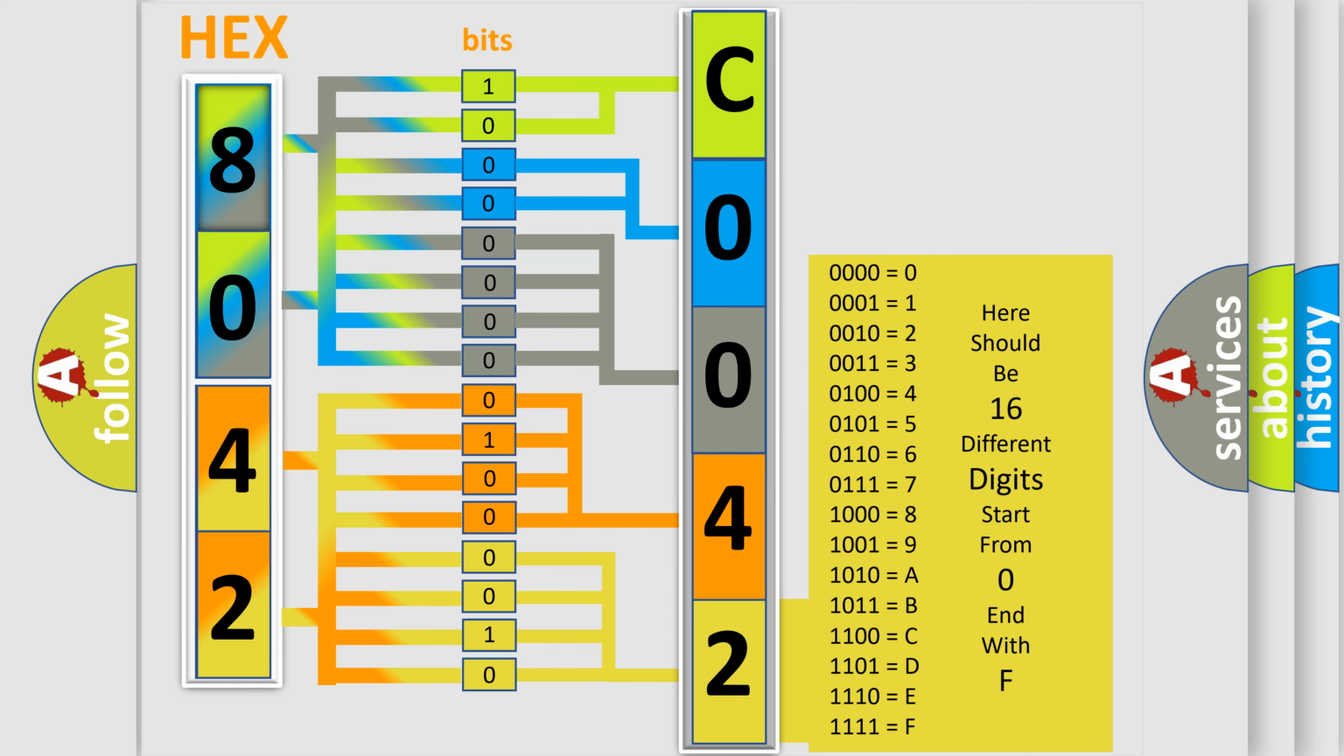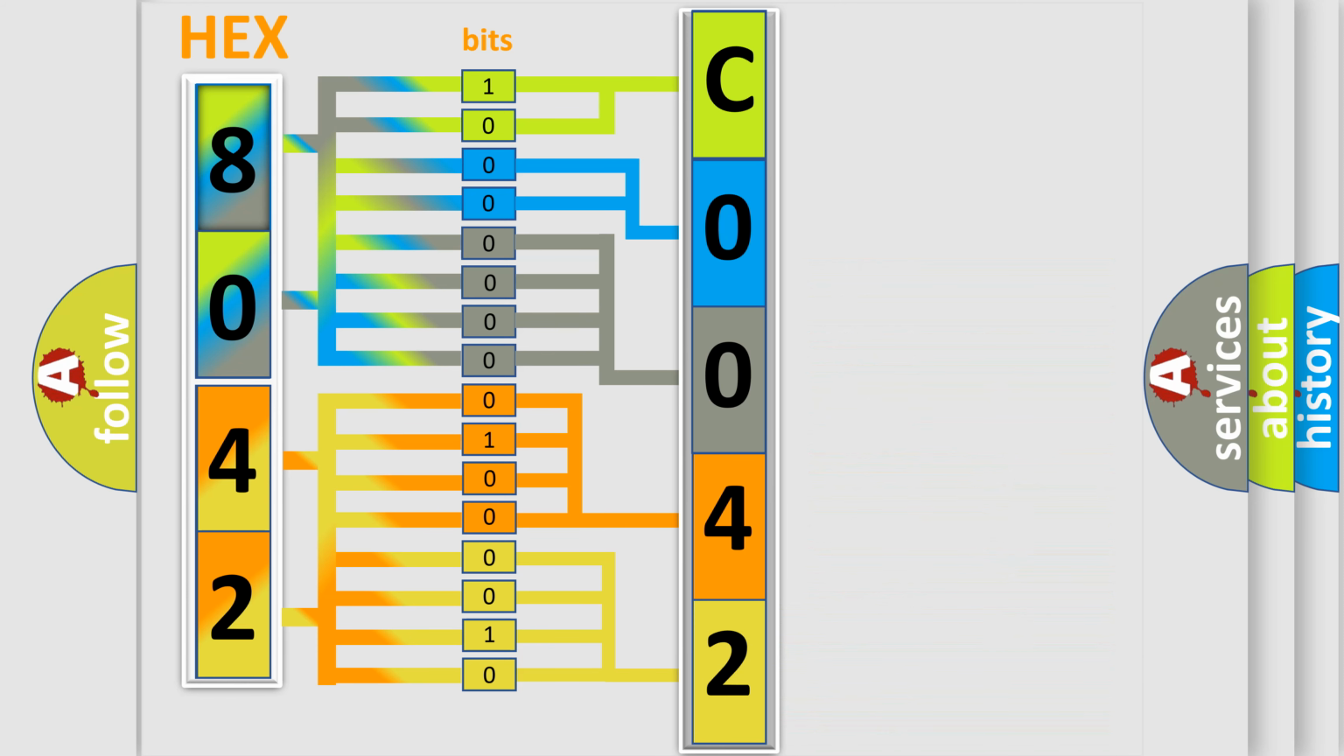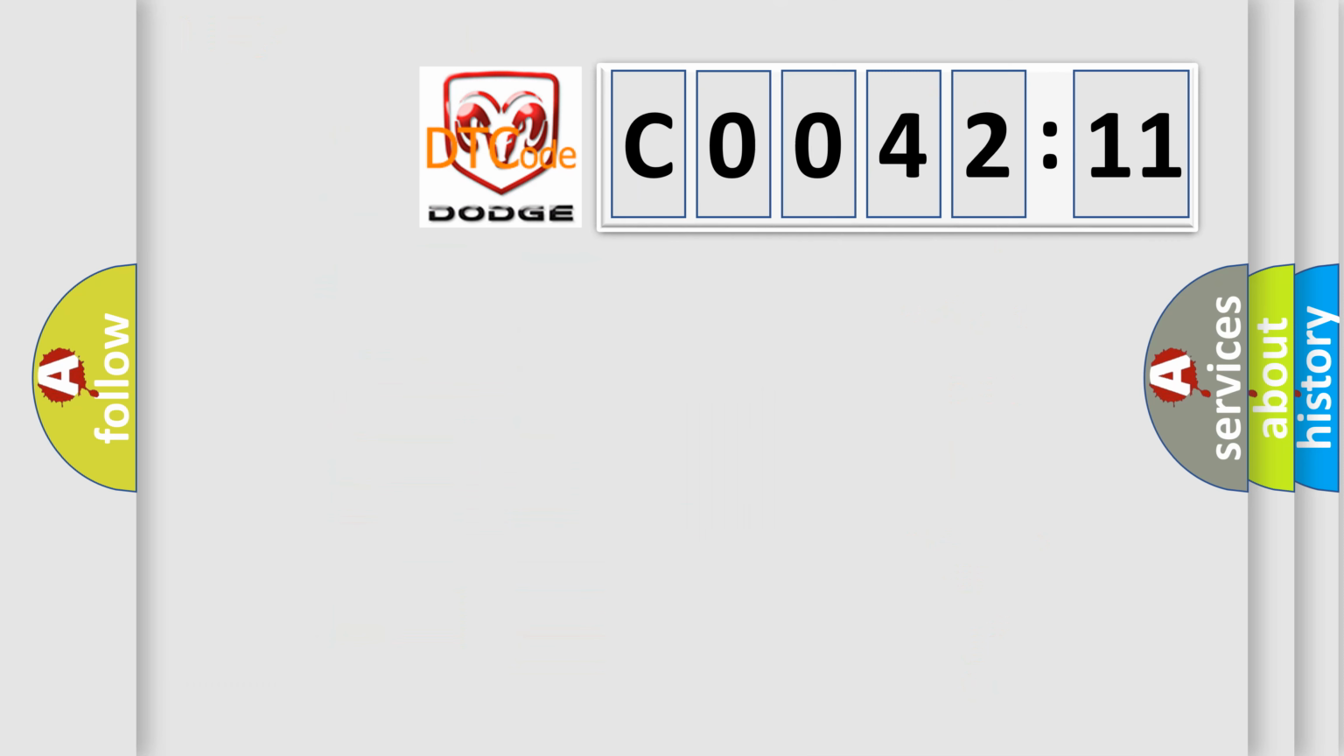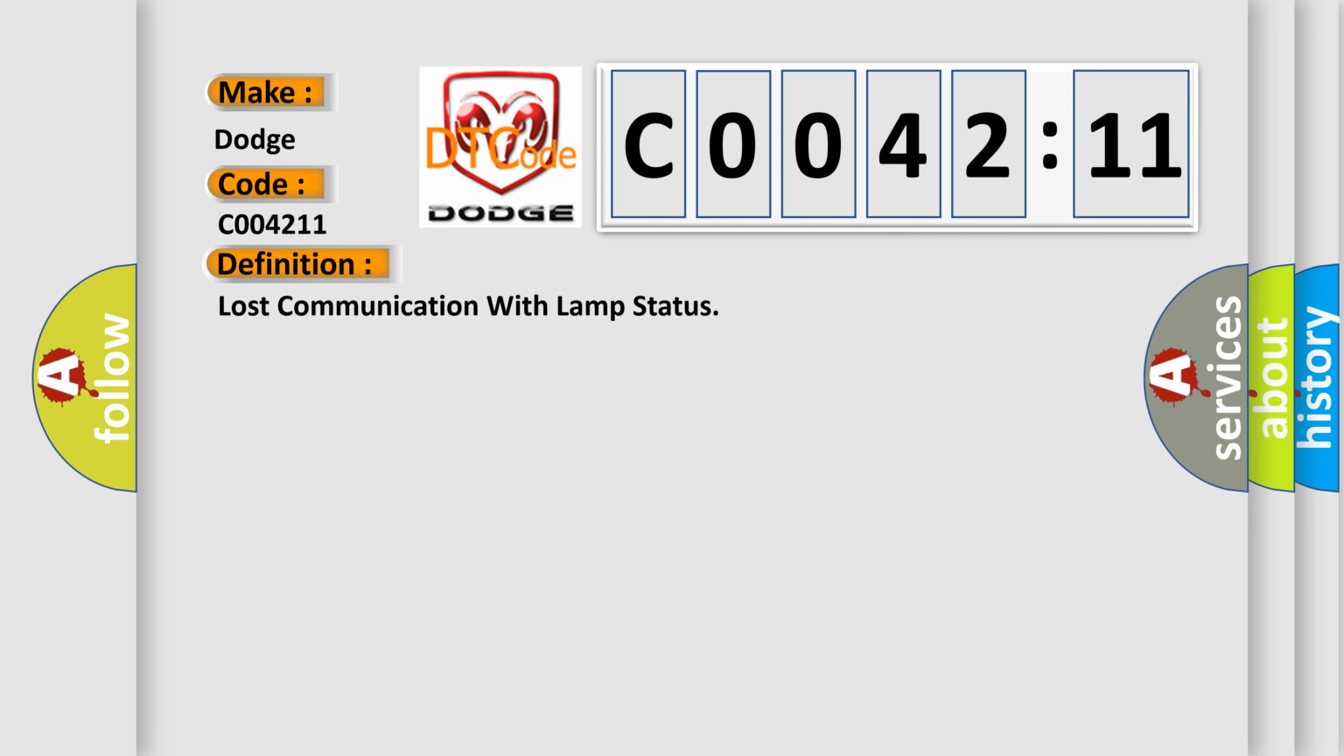We now know in what way the diagnostic tool translates the received information into a more comprehensible format. The number itself does not make sense to us if we cannot assign information about it to what it actually expresses. So, what does the Diagnostic Trouble Code C0042-11 interpret specifically for Dodge car manufacturers? The basic definition is lost communication with lamp status.